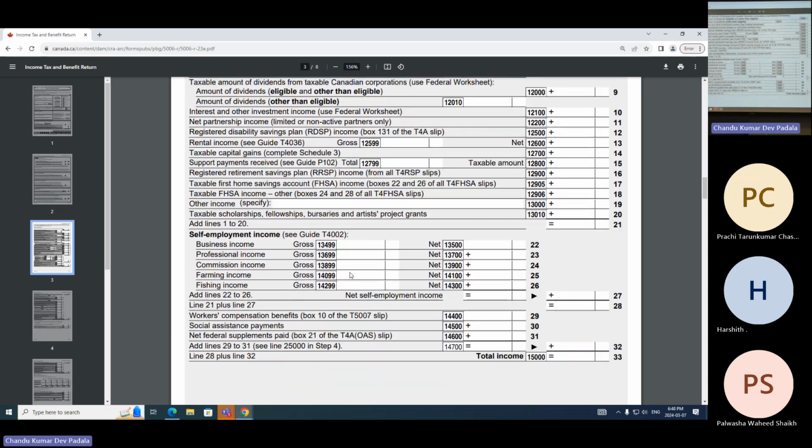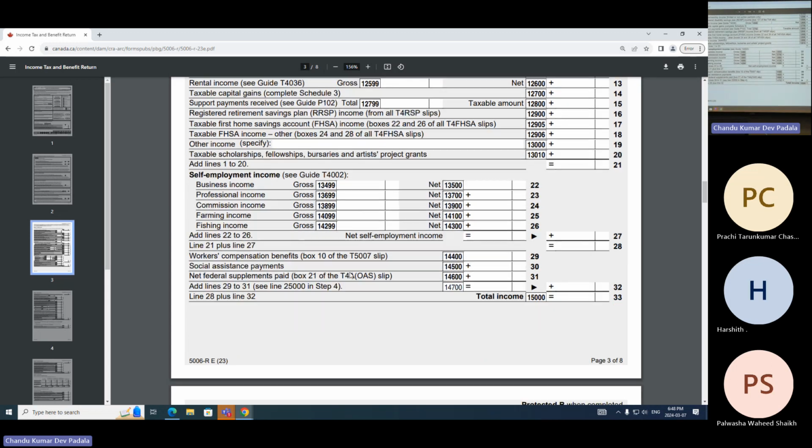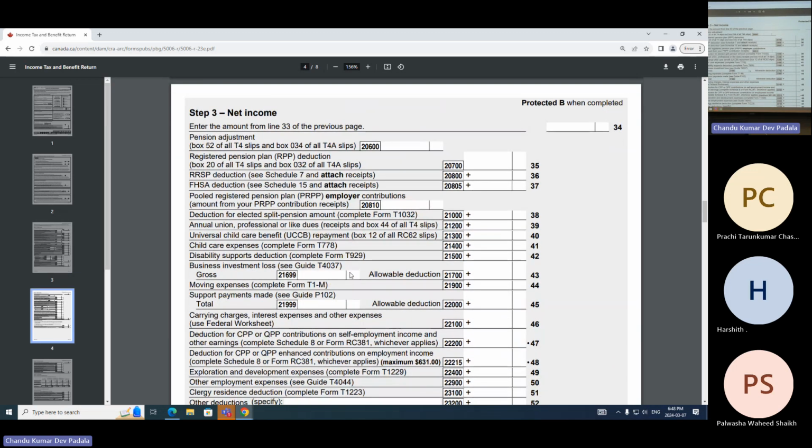All of this basically gets added, and then you end up with your total income here. And then that gives you your taxable income. And then we talked about deductions, right? Deductions are going to reduce your total income. These are all the different things that can reduce your income.